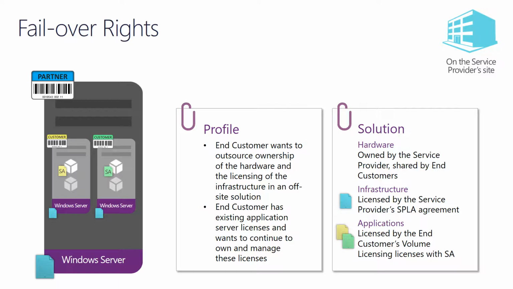But let's be clear. The passive failover instance has to be running in the same infrastructure as the active server. So here I've got them both running in a service provider's data center. What I would not be allowed to do is to have the active server running on my own servers as an end customer and then have the failover server running in my service provider's data center. So here we've seen how an end customer can take a workload to the cloud and license it within an existing license with SA and then make use of further SA benefits such as failover rights.